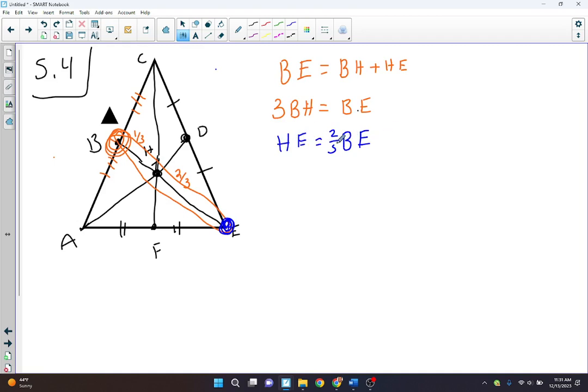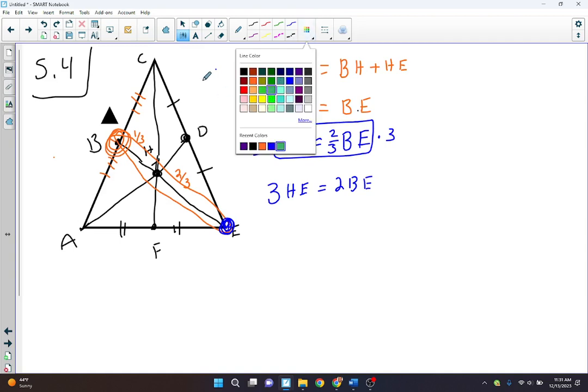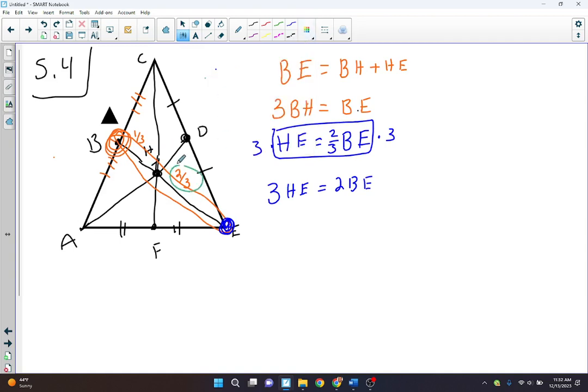If you want to make this a little bit nicer, you can multiply both sides by 3. So 3 HEs make 2 BEs. This is a really annoying setup, so be careful. Remember, 3 HEs, because it's 2/3, equals 2 BE. If you don't want to deal with fractions, just multiply both sides by 3, but you can technically just do it with fractions. And the last relationship: since this is 2/3 and this is 1/3, 1/3 is half of 2/3, so you need 2 BHs to make 1 HE.